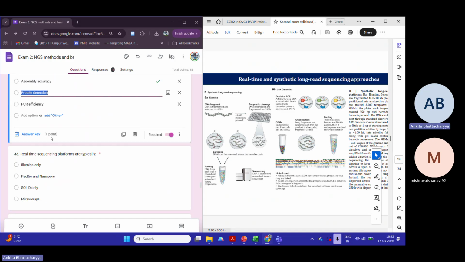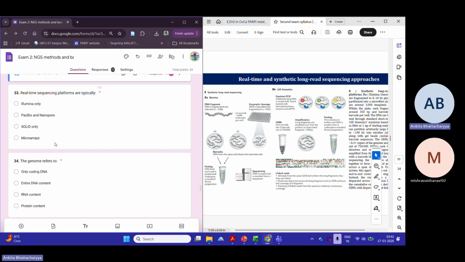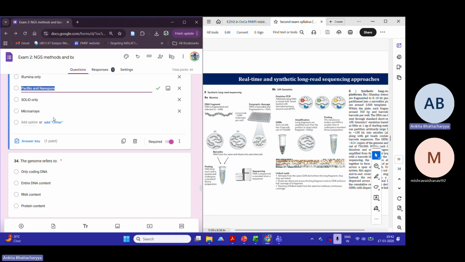Real time sequencing platforms are typically: A, Illumina only; B, PacBio and Nanopore; C, SOLiD only; D, microarrays. So real time sequencing platforms usually are PacBio and Nanopore. So that is what works there.